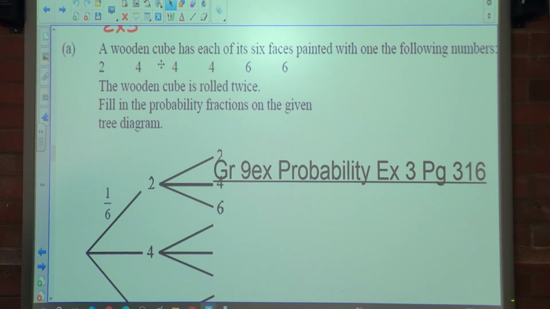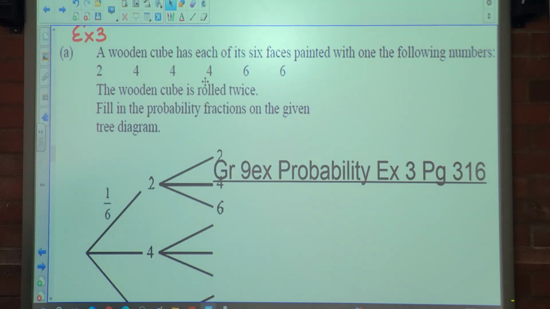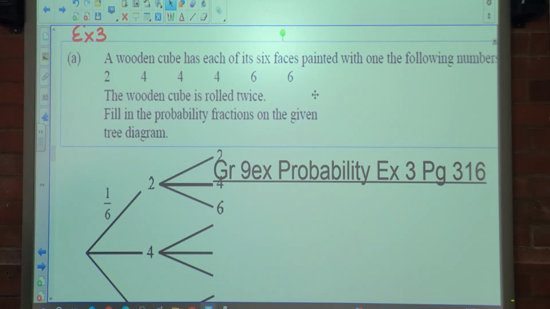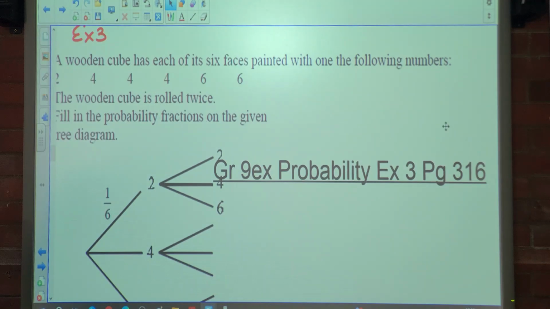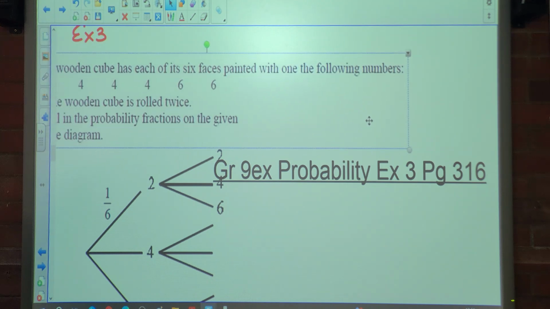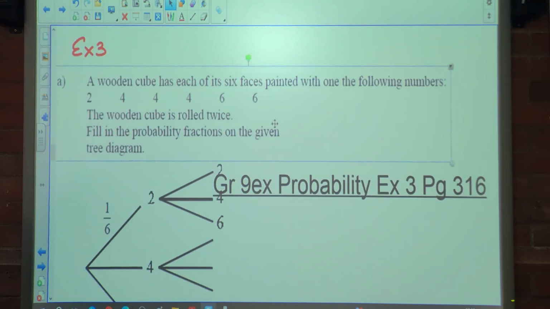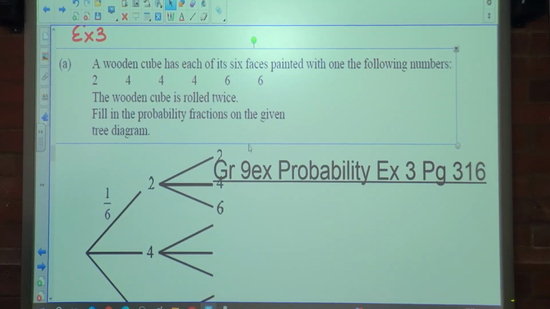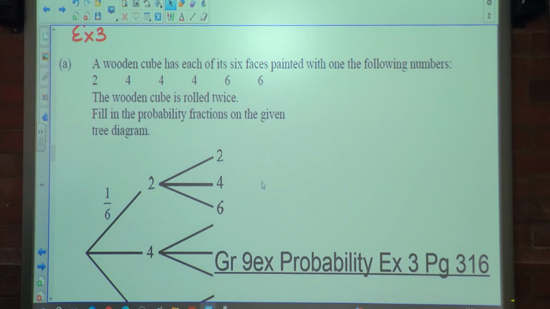Right, exercise 3. We are told that a wooden cube has each of its 6 faces painted one of the following numbers. So it's not the normal numbers that we are familiar with, which is 1 to 6. We have 2, 4, 4, 4, 6 and 6. So we have 1 two, 3 fours and 2 sixes. Okay? The wooden cube is rolled twice.